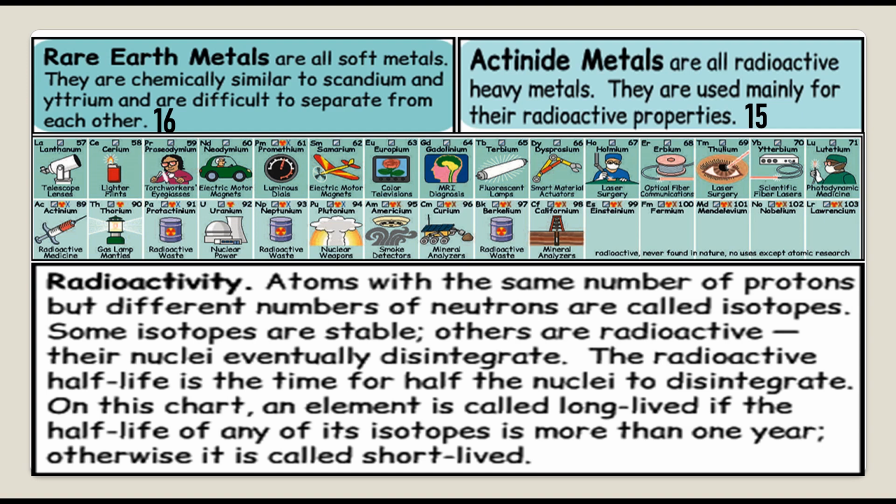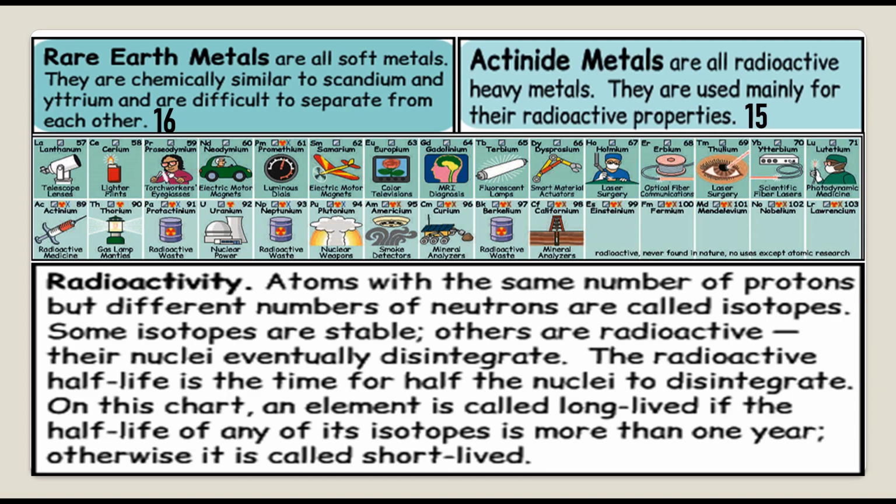Now you need to know what is radioactivity. Atoms with the same number of protons but different number of neutrons are called isotopes. Everyone knows it. Some isotopes are stable, others are radioactive. Their nuclei eventually disintegrate. The radioactive half-life is the time for half the nuclei to disintegrate. On the chart, an element is called long-lived if the half-life of any isotope is more than 1 year. Otherwise, it is called short-lived. This is about radioactivity and isotopes.